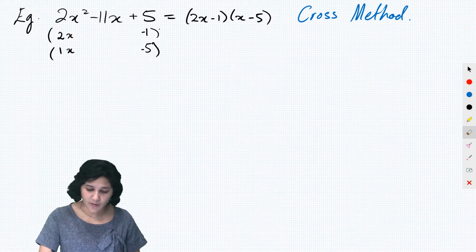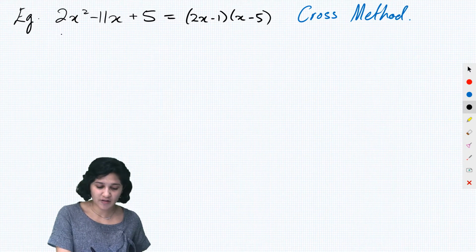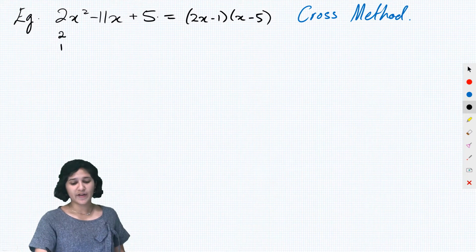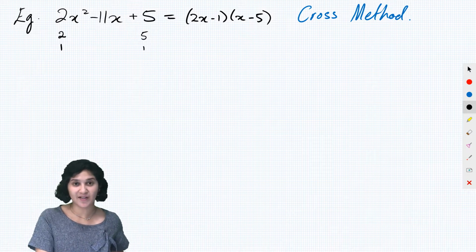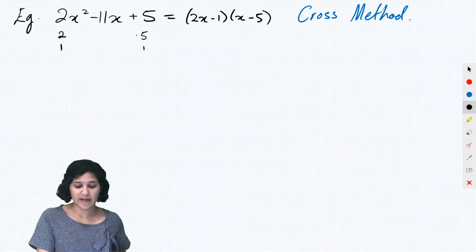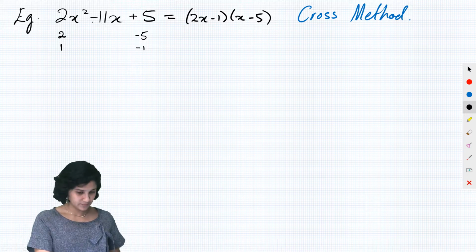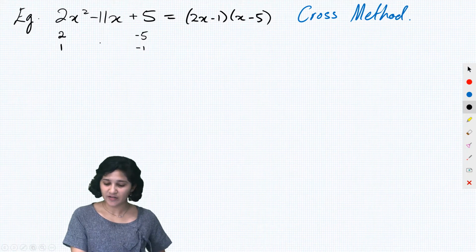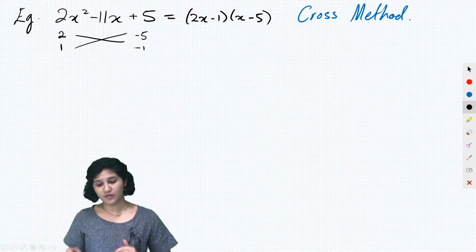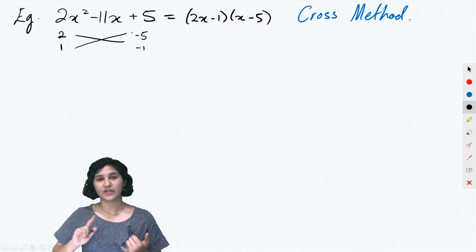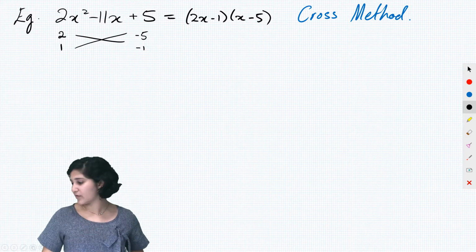Okay, so a lot of that working out is actually done in your head. So I'll just show you again how I would really do that without all the explanations. So the 2 has factors 2 and 1. The 5 has factors 5 and 1. But because this is positive and this is negative, that means that both of these must be negative. Okay, because negative times negative is positive, and negative plus negative is negative. So I'll try and cross multiply. So 2 times -1 is -2. 1 times -5 is -5. So -2 plus -5 is -7, which means that it's wrong because it's not -11.